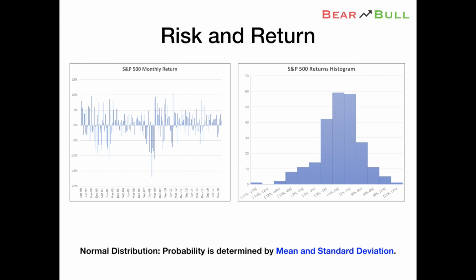Moving forward, we'll assume that the distributions are normal and that their probability can be determined by mean and standard deviation.